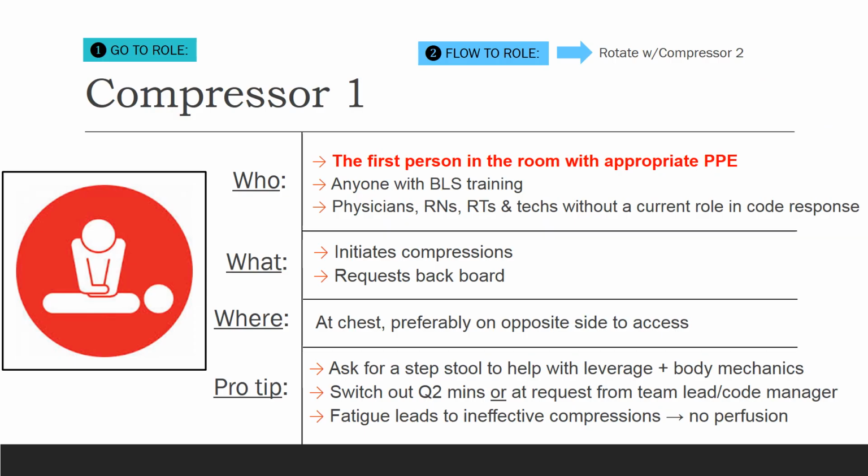The first role we will discuss is Compressor 1, who will be the first responder to the room wearing appropriate PPE. This individual can be anyone with BLS training, RNs, RTs, techs, or physicians. This role may be exchanged as others enter the room, but the initial tasks will include the initiation of chest compressions with the addition of a backboard as soon as possible. Do not hesitate to ask for a step stool to help.